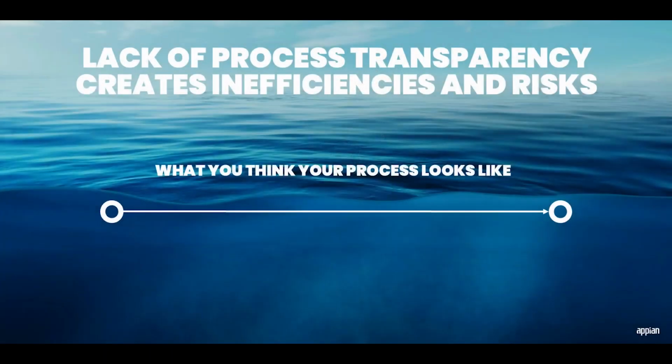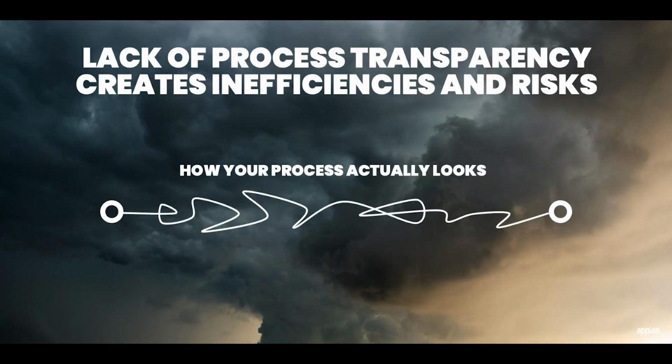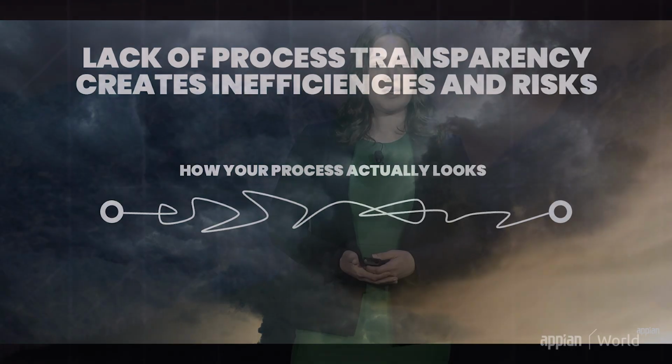Usually, we think our own process looks something like this: clear, well-defined, simple, maybe even linear. But in reality, our processes are rarely this simple. They might look something more like this. Processes can get delayed and go through unexpected paths. These delays affect not just one customer, but potentially hundreds, thousands, or more.